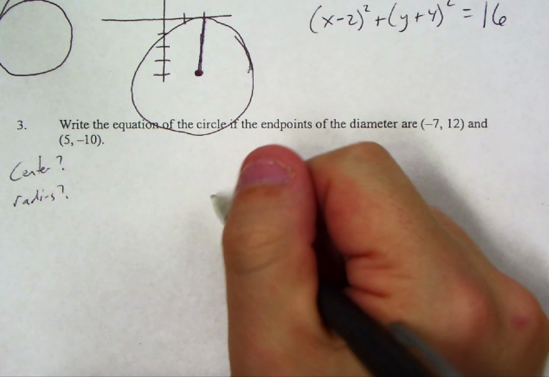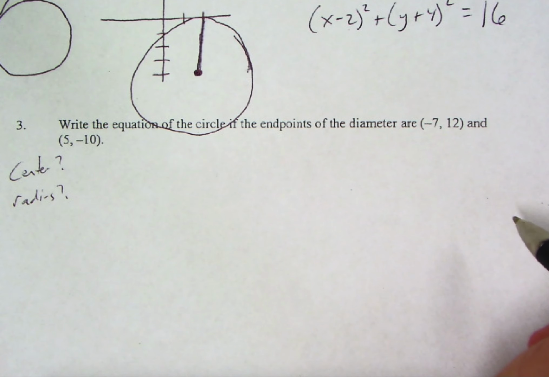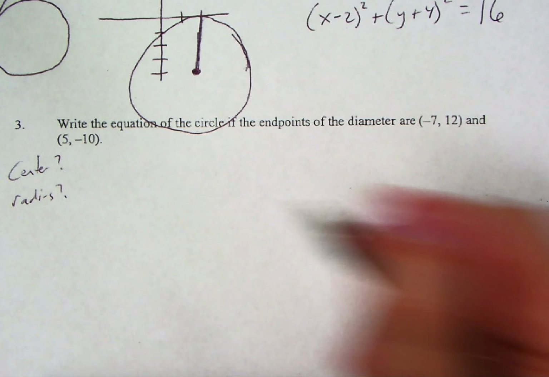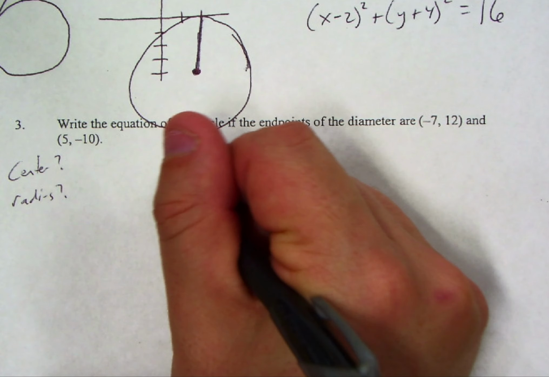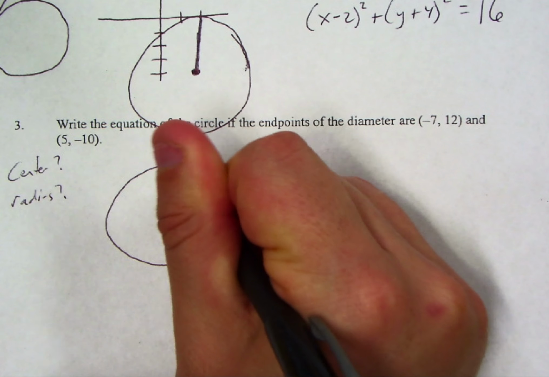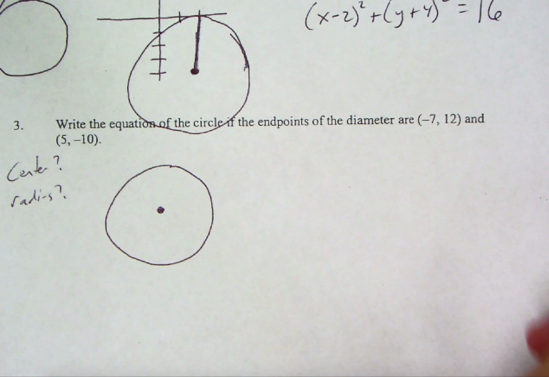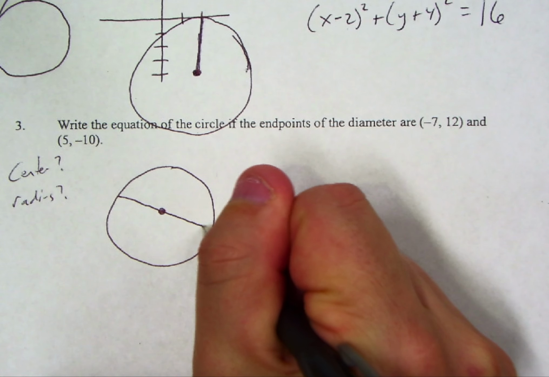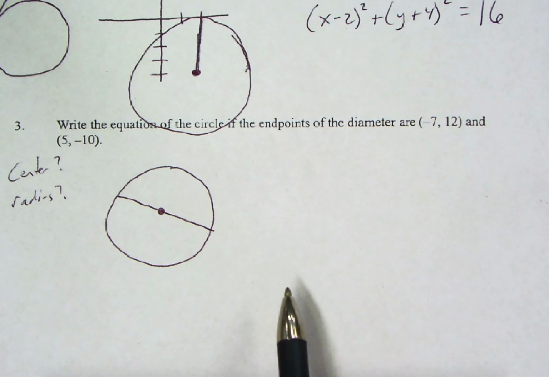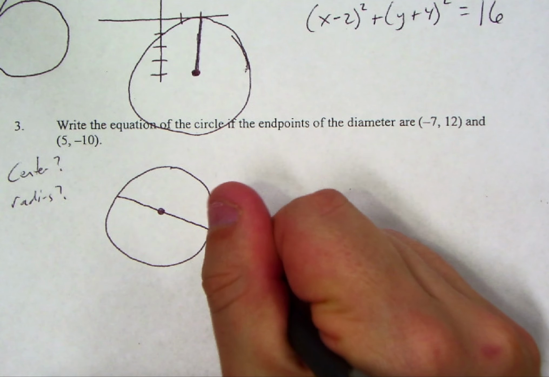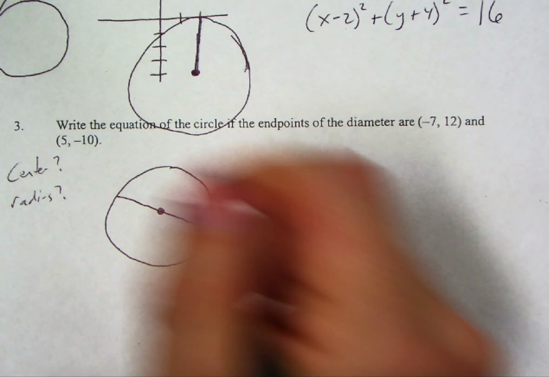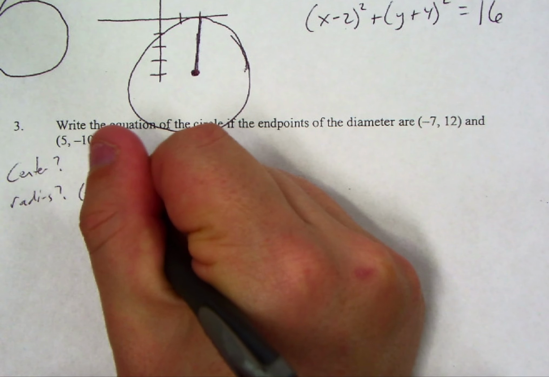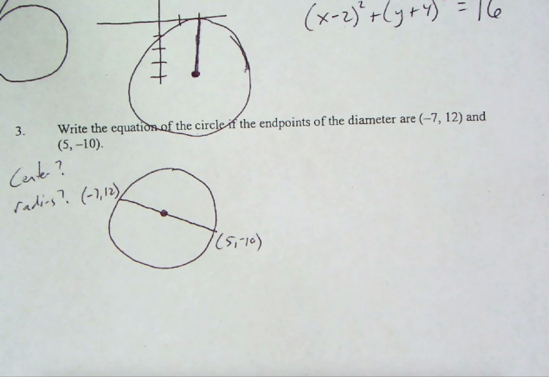And what I know is I have the circle. You could sketch a graph if you want. I don't know if that's going to be very helpful, but basically you have the circle, and we know a diameter, doesn't matter how you draw it, we know a diameter is at (5, -10) and at (-7, 12). So just a visual for what's going to be happening here.